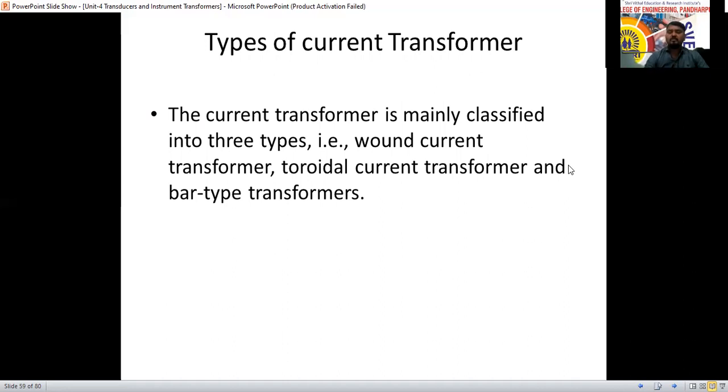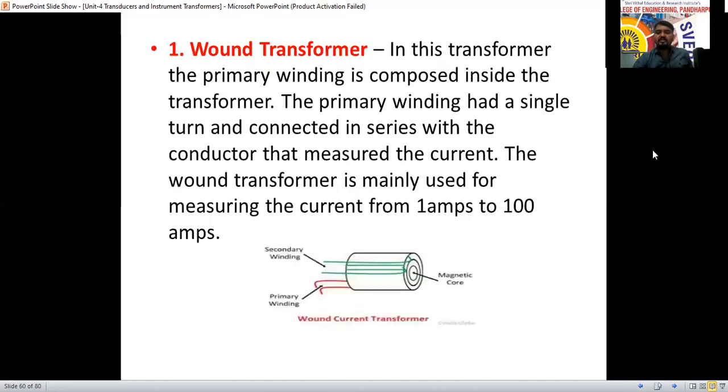Wound means the primary winding and secondary winding are wound over the core, and toroidal means it is in the shape of a toroid. Bar type means we are going to use the primary as a bar. The name itself indicates that. The current transformers are classified into three types here. One by one we will discuss.